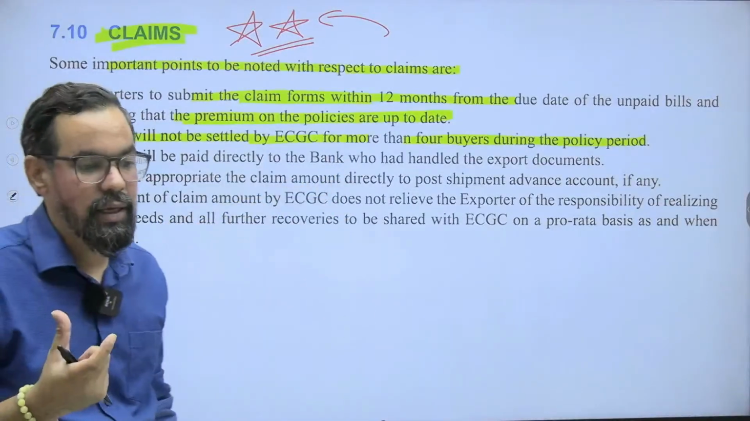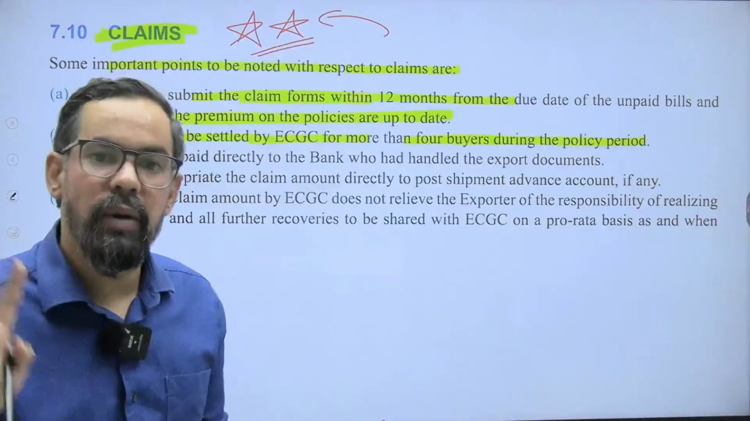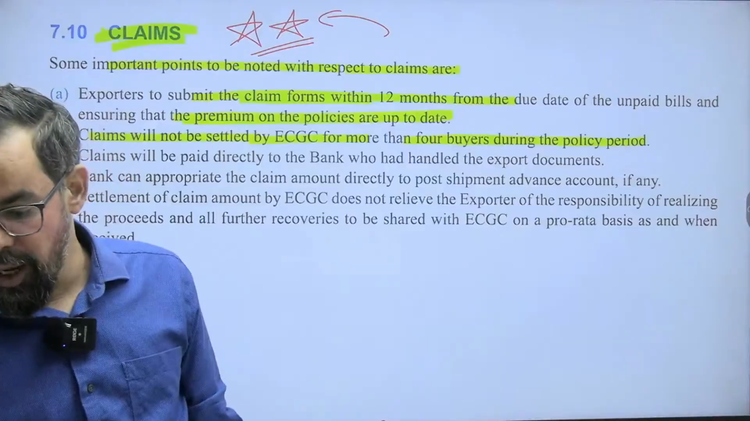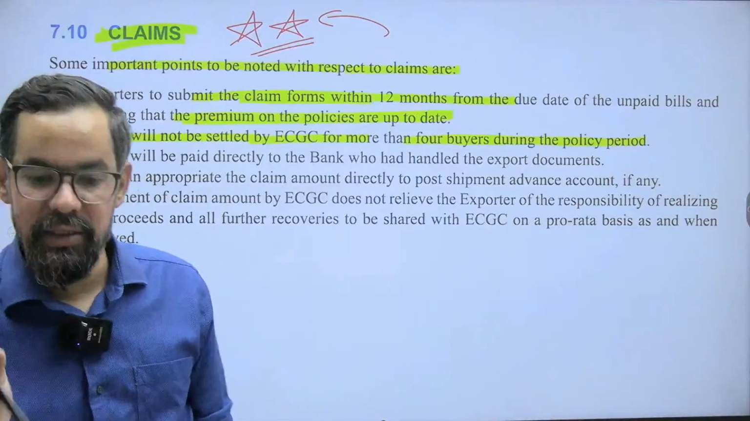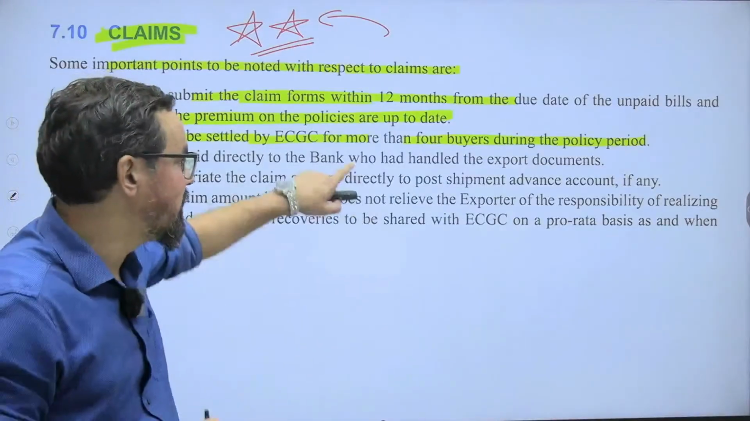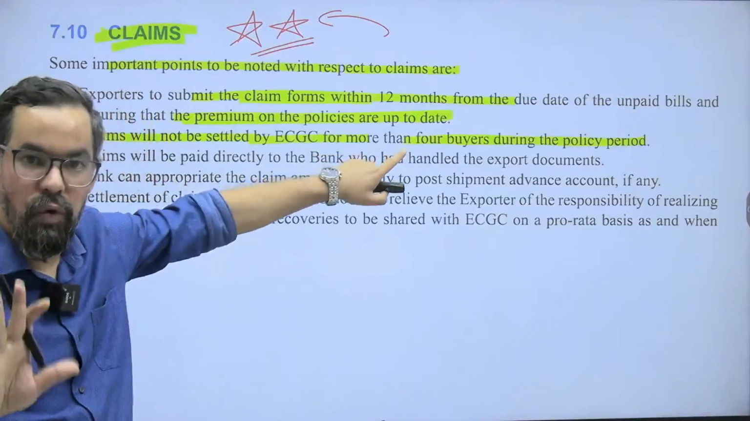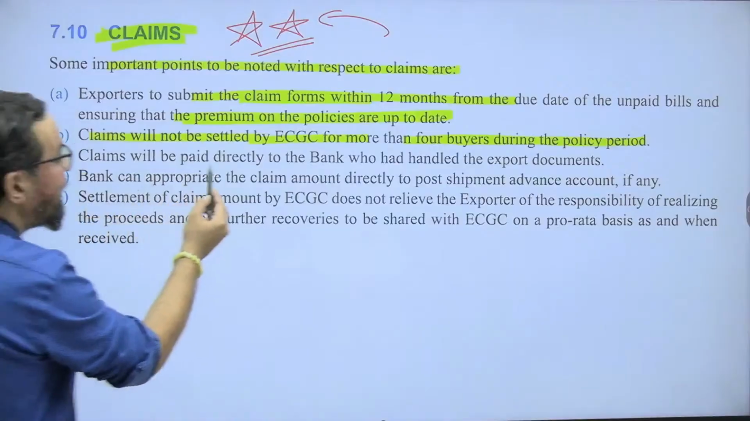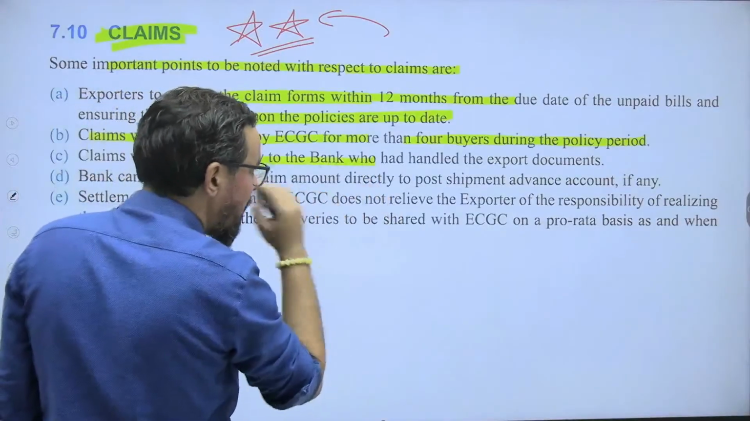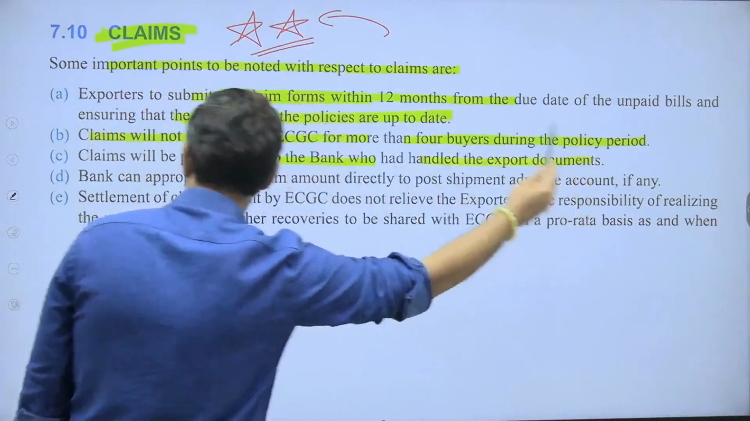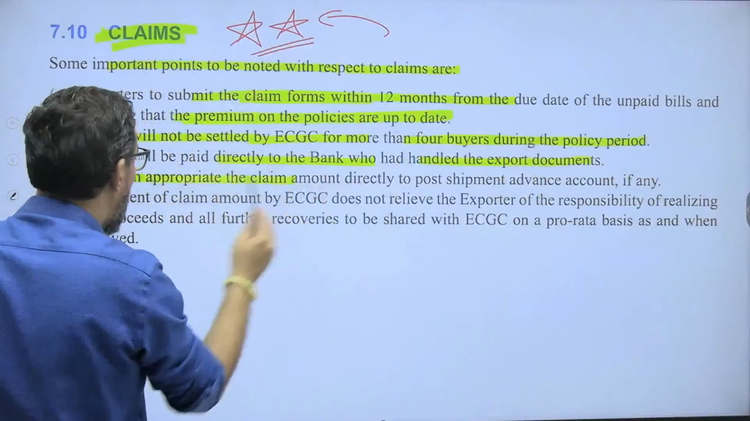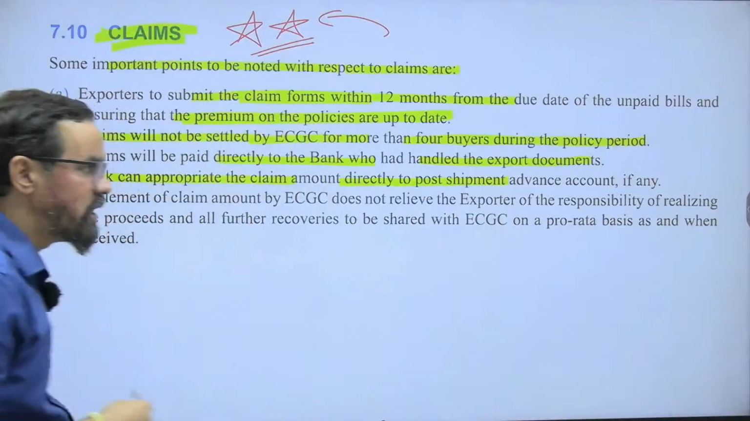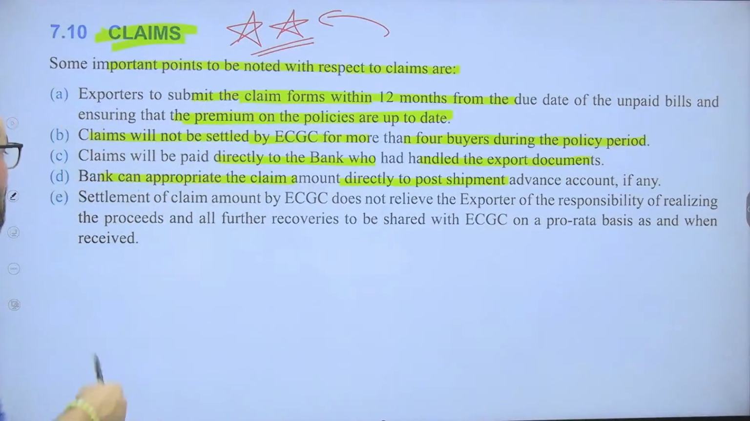This means that wherever you export, you are getting defaulters, so there is some problem with your overall journey or whatever you are doing. So they have limited this to 4 buyers, okay. After 4 defaults you will not get a claim. Claim will be paid directly to the bank account, the bank which handled the export documents. Bank can appropriate the claim amount directly to post shipment advance accounts, if any.